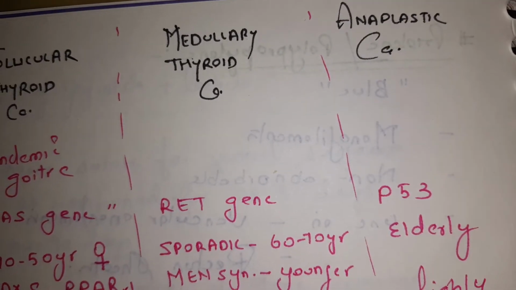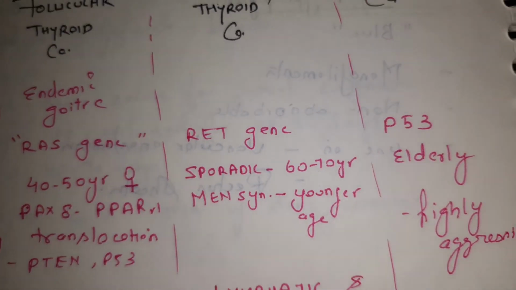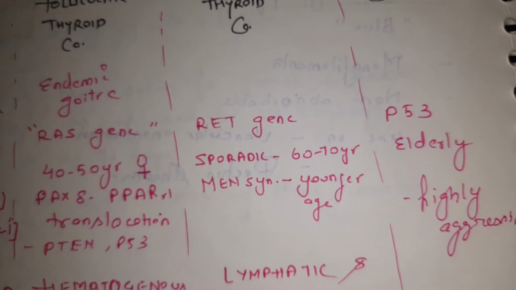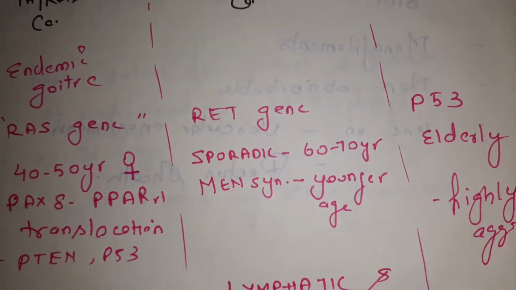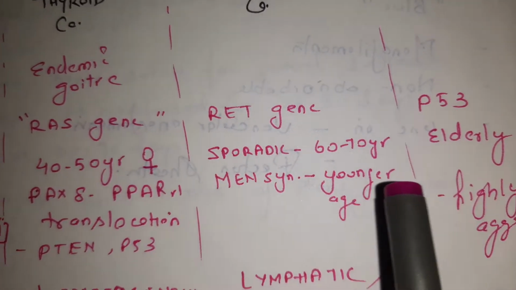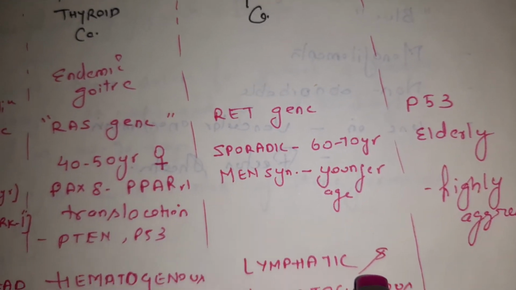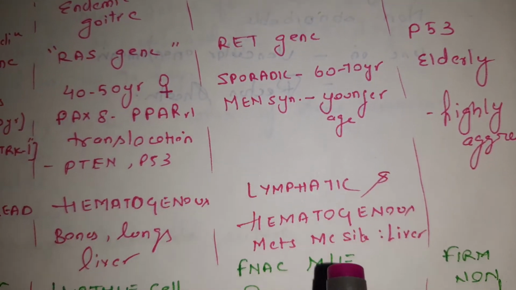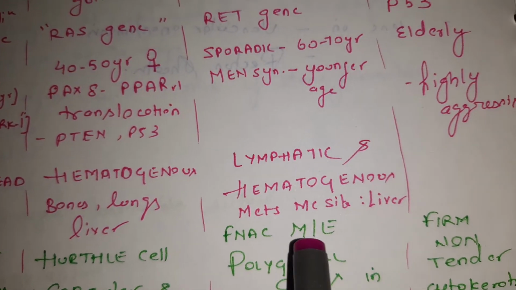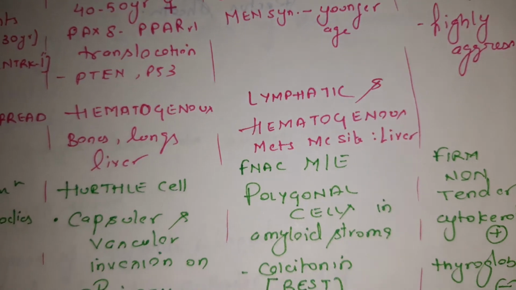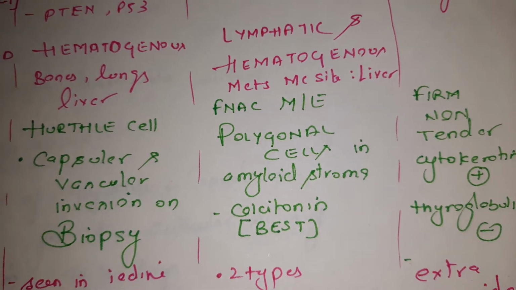Then we'll discuss the medullary thyroid cancer. The RET gene is responsible. There are two variants, that is the sporadic and the familial one. We'll discuss later. So for the sporadic, the age would be 60 to 70 years, and the familial one will be in the younger age. That is also related to MEN syndrome. The spread will be lymphatic and hematogenous both, and the most common site of metastasis is liver. FNAC is done where we can see polygonal cells, amyloid stroma. Calcitonin is the best marker for this.